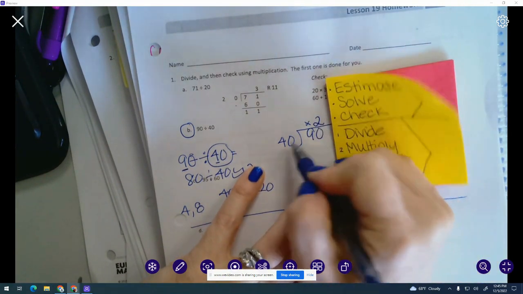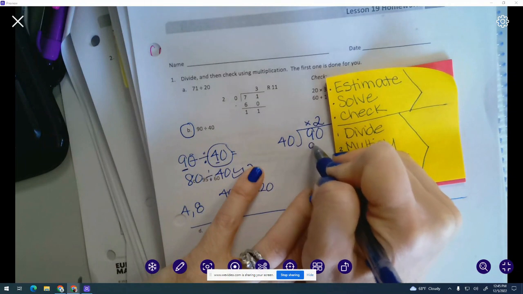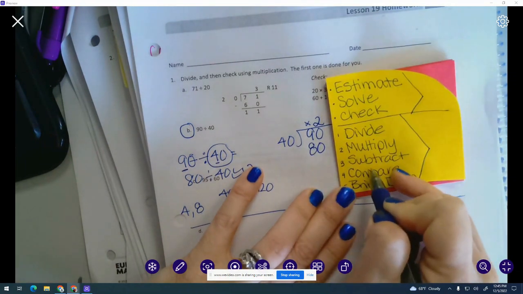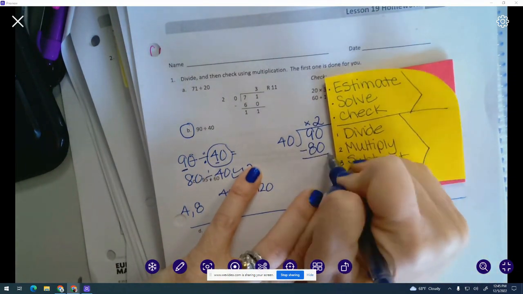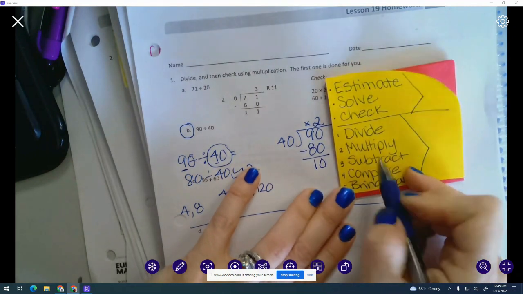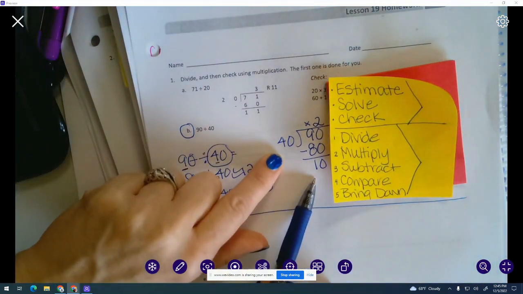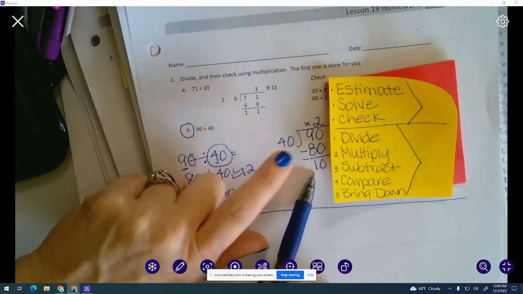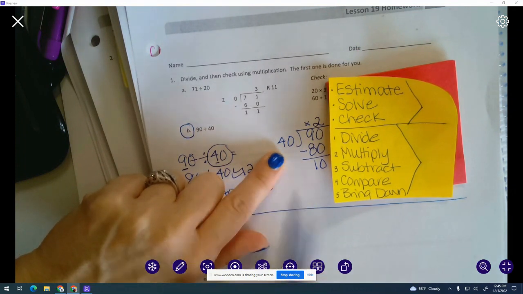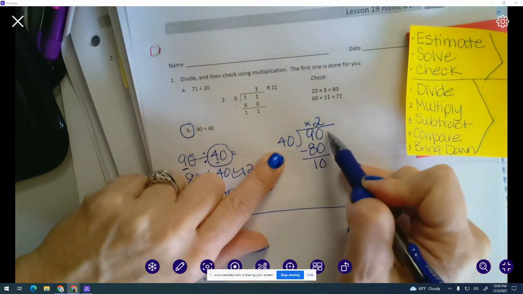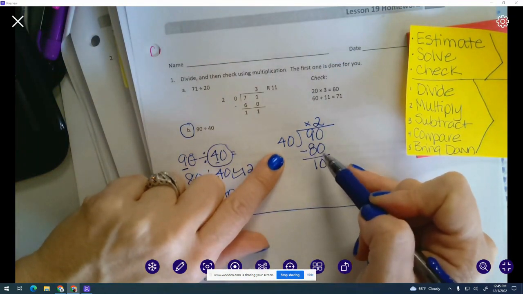Now we multiply. 2 times 40 gives me 80. Now I'm going to subtract. And now I'm going to compare. If this is larger than 40, I know I have to take another one out, but this is good. Now, bring down would be if there are more numbers. There aren't. This is a one-step division problem.